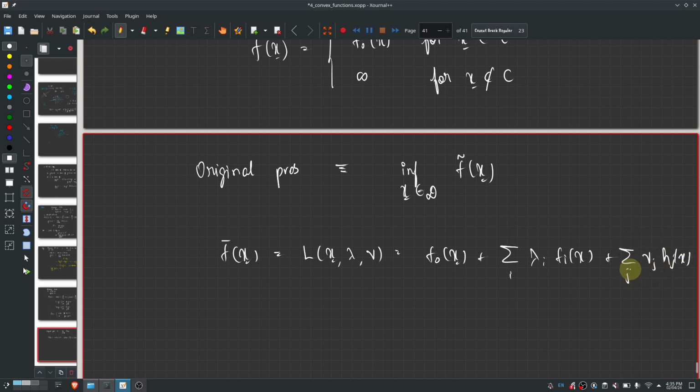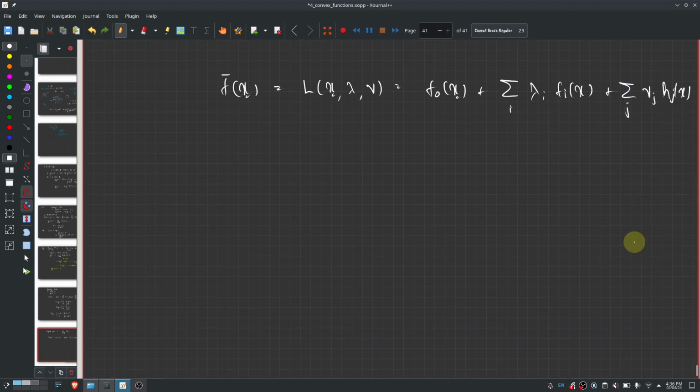But the second penalty term, it's not so clear, because nu j is allowed to be arbitrary. Nu j need not be greater than or equal to 0, right? It's an arbitrary real value. So if hj of x is not equal to 0, then it's not clear that this will indeed induce a penalty. It would indeed induce a penalty if the sign of nu j were equal to the sign of hj. In that case, this quantity would be positive, and the more you violate the constraint, the more penalty you add.